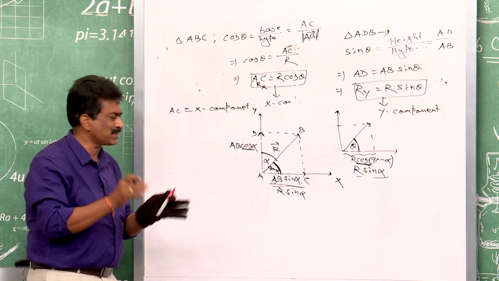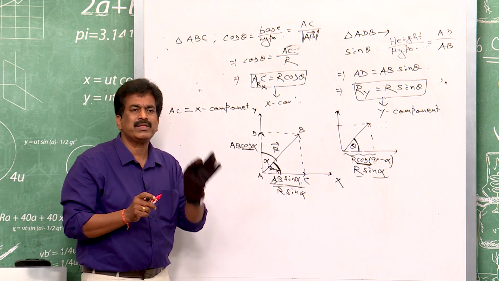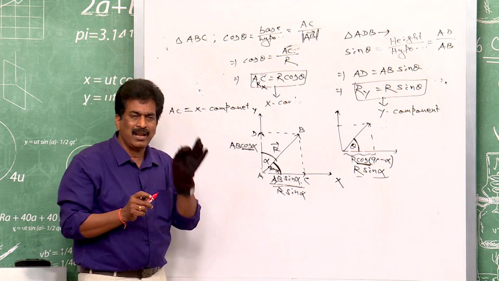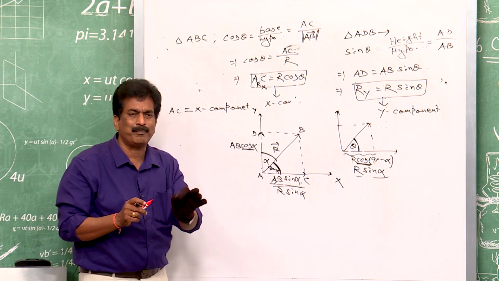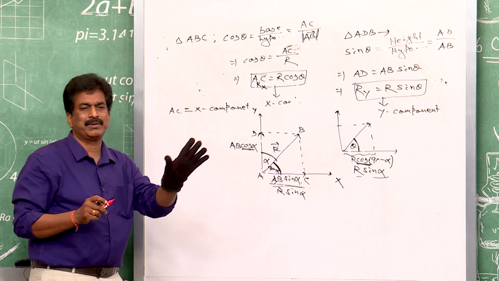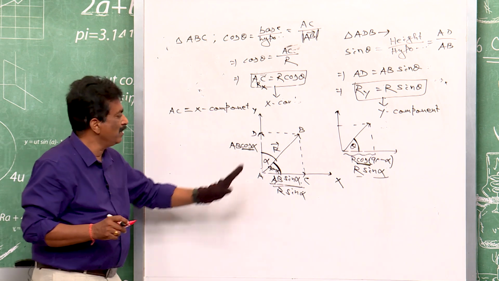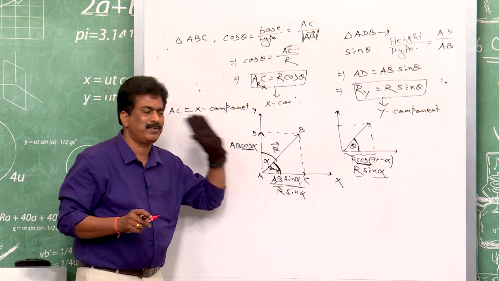Let me give you lastly: if a vector makes a certain angle with an axis, along that axis the component is always the cos function. Always it will be the cos function, and the other one will be the sine function. These are the two examples for that.